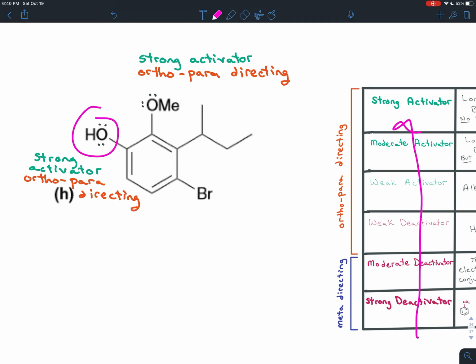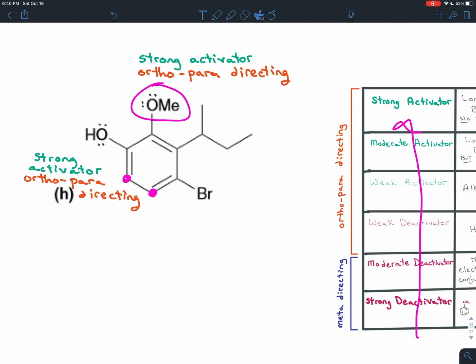So let's think about these one at a time. This alcohol is a strong activator and it's ortho-para-directing. So one of the ortho positions is taken, the other ortho position is open, and then the para position is taken. Okay, so those you can't get a new branch at, but we could get one at the ortho position here. For the methoxy group, both of the ortho positions are taken, but the para position is open.